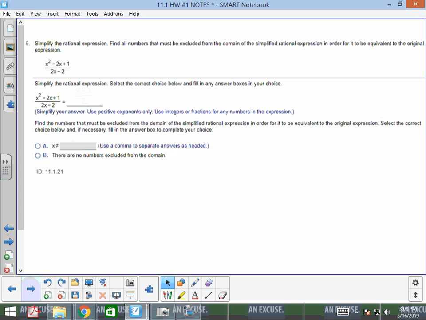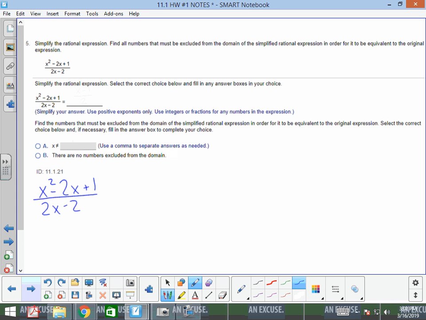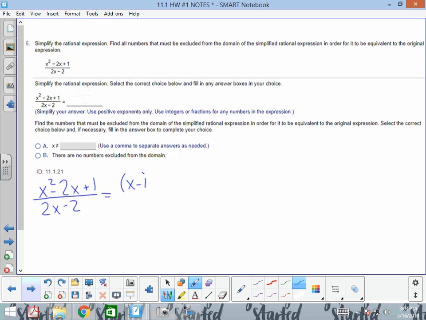All right. Number 5, we have a trinomial over a binomial. Again, anytime you have a binomial or a trinomial or any kind of polynomial with more than 1 term, then you need to factor. So the numerator will factor into x minus 1 squared. I'm going to go ahead and write it out as x minus 1, x minus 1. And then the denominator, I can factor out a 2.